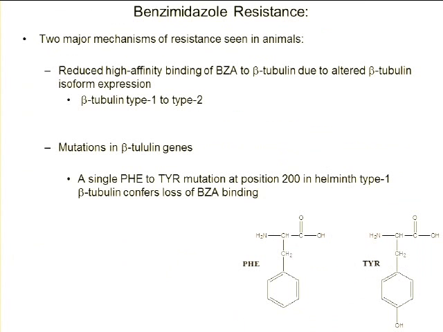How does resistance occur to these benzimidazoles? Two major mechanisms. Reduced affinity, so the reduction in that high affinity binding of the drug to beta-tubulin, because beta-tubulin changes itself. It can change from a type 1 to a type 2, or it can mutate. And so it's been seen where a single beta-tubulin phenylalanine mutates to a tyrosine at this position, and then you lose binding of the drugs. Okay, so a simple phenylalanine to tyrosine mutation, and you lose binding of the drugs. Now, I'll remind you the difference between phenylalanine and tyrosine is one hydroxy group. Okay, so this very simple mutation, and you lose binding of your drug.